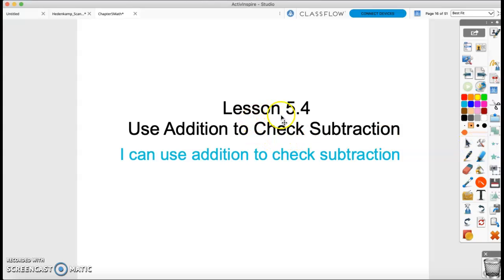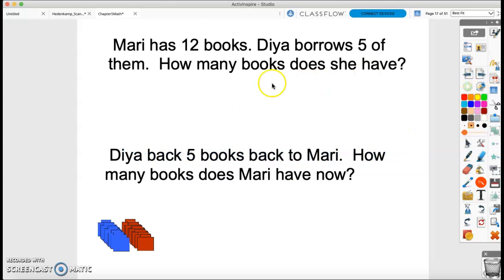This is lesson 5.4, use addition to check subtraction. At the end of this lesson, you should be able to say, I can use addition to check subtraction. Let's read what it says.